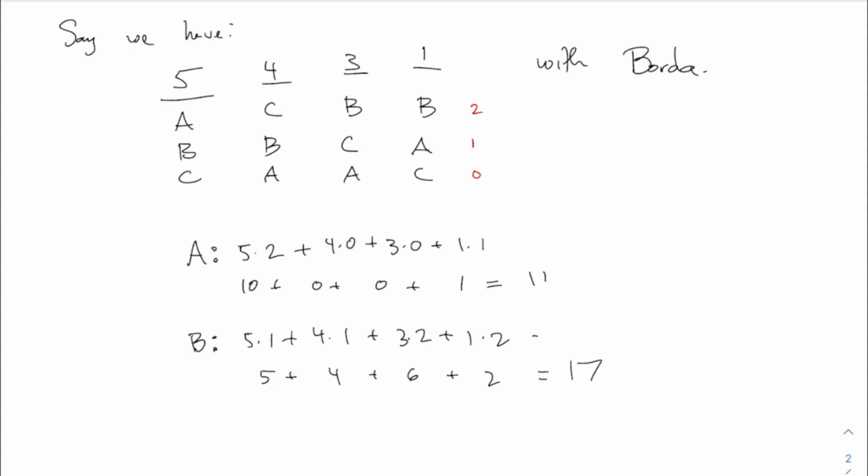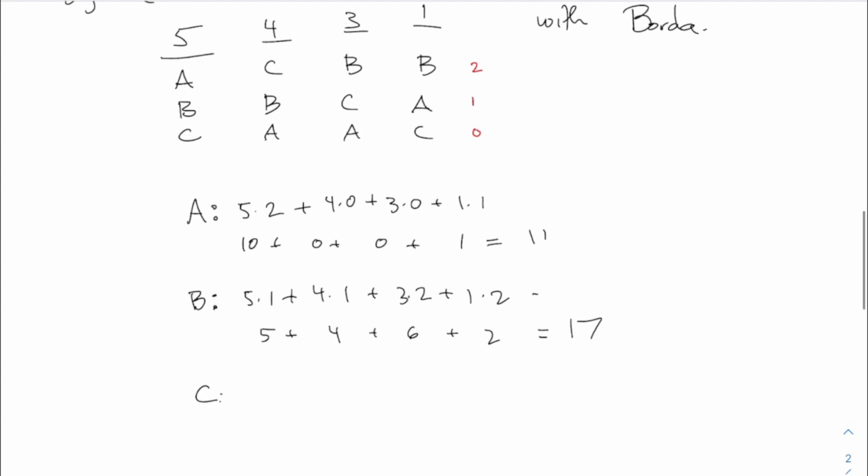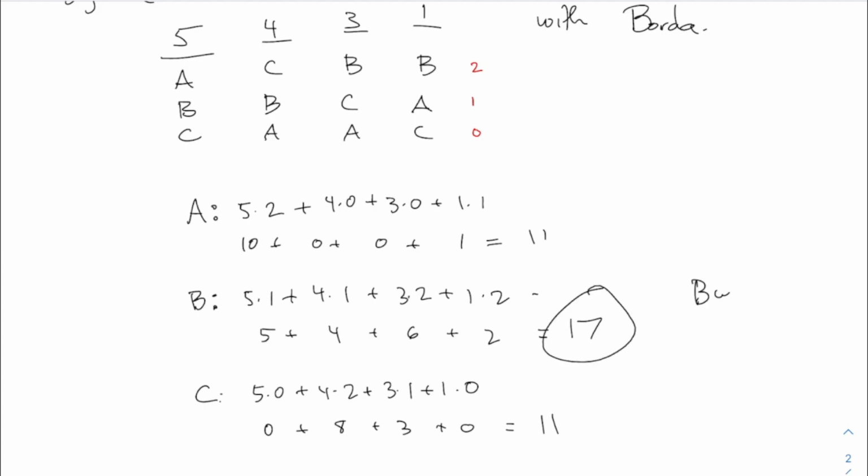All right? And when I do C, same idea. This time it's going to be 5 times 0 plus 4 times 2 plus 3 times 1 plus 1 times 0. This is 0, 8, 3, 0, is also 11. B wins. All right? I hope everybody's clear on that, and I hope I didn't screw it up. Any questions about just doing the Borda, okay?